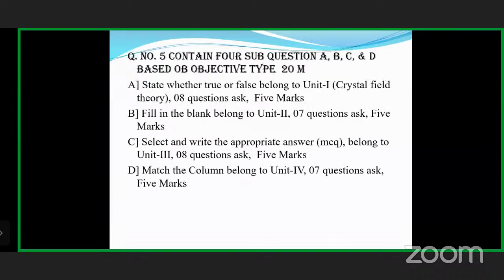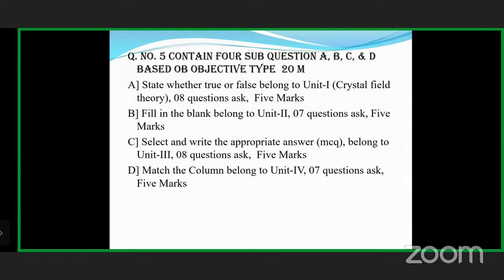Now we are going to move towards the objective type questions. Question 5 is entirely objective type, carrying 20 marks. This is the pattern as per the 5th semester; there may be changes. Here I have mentioned state true or false. Sub-question B belongs to fill in the blanks. Question C belongs to select and write the appropriate answer, that is, multiple choice questions.